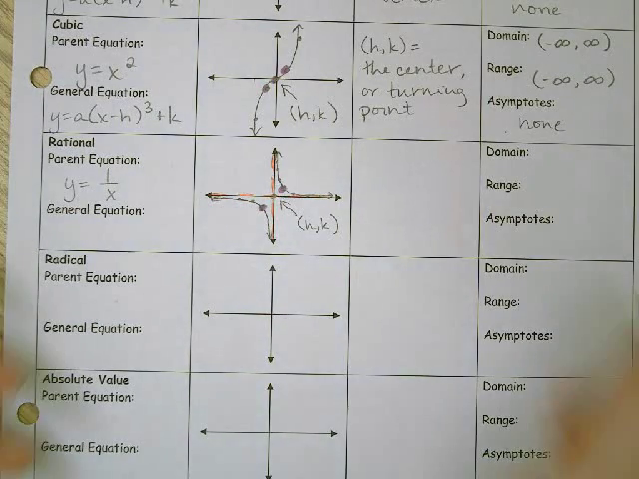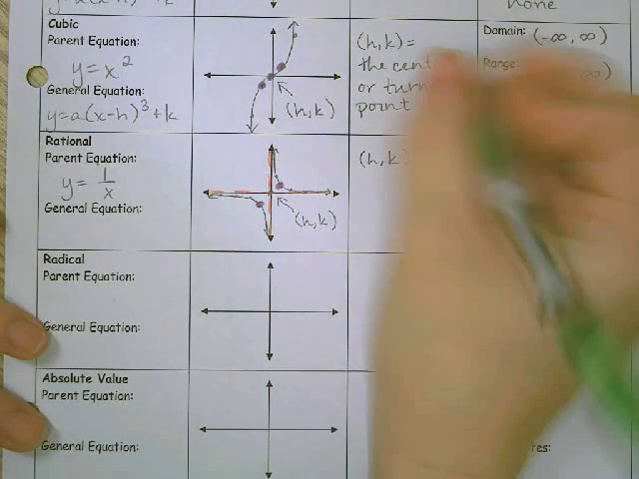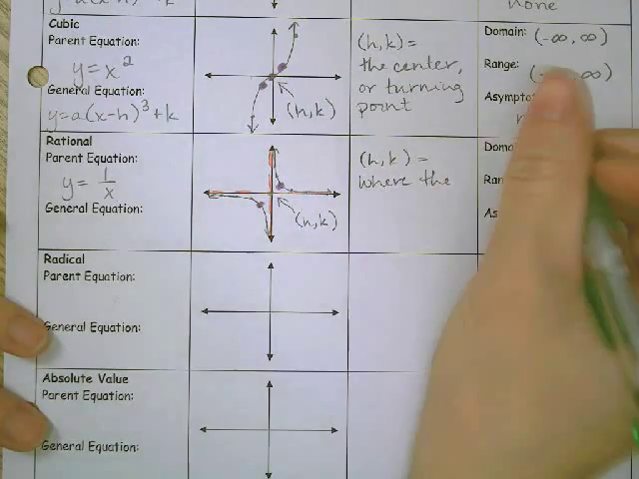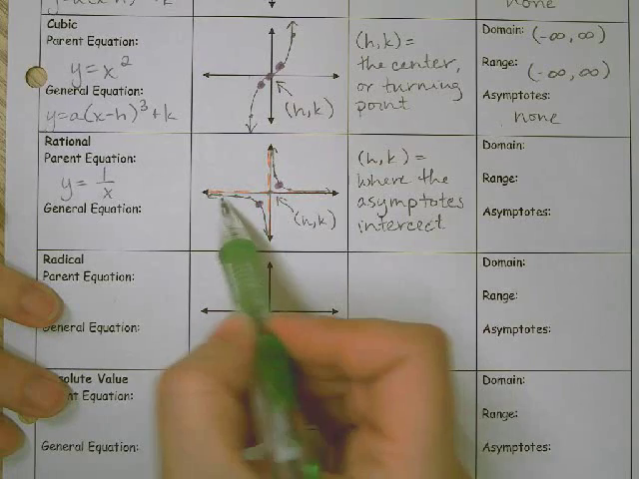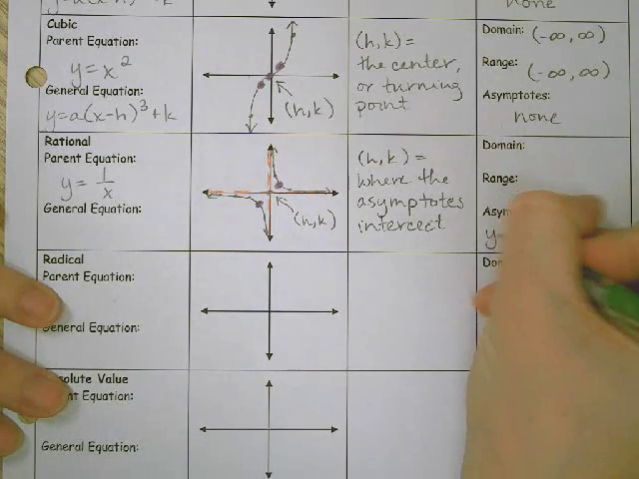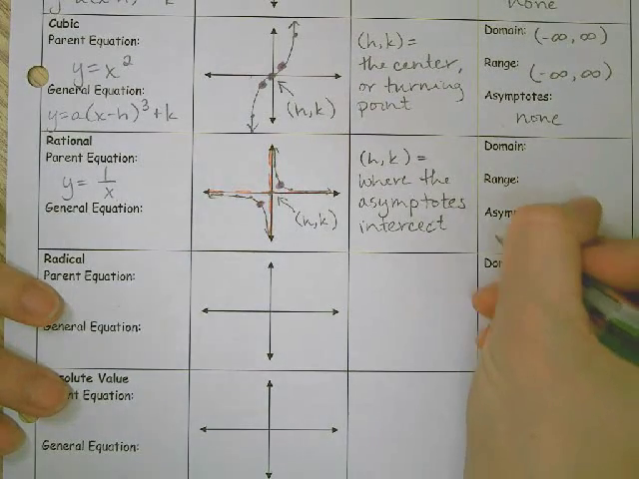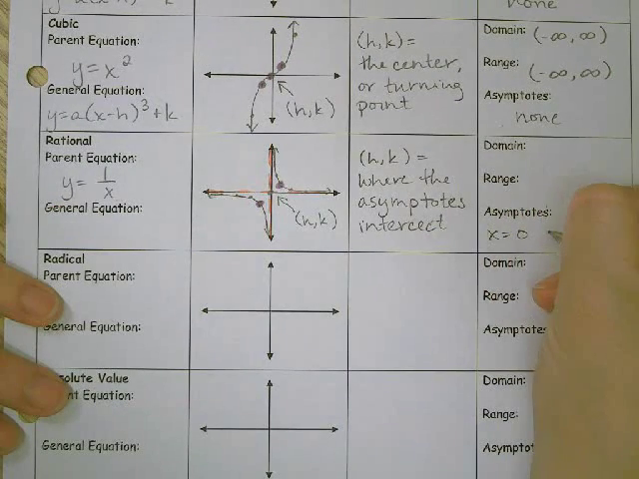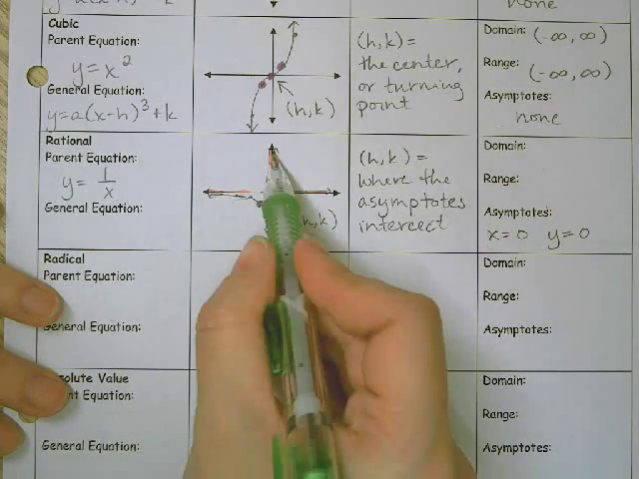So the HK point is where the asymptotes intersect. So because x cannot be 0, I have an asymptote where x equals 0. And because I can never get a y out of this, I have an asymptote at y equals 0. So I have an asymptote here and here.